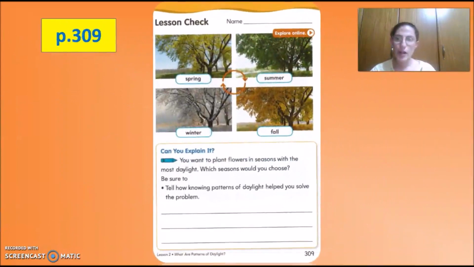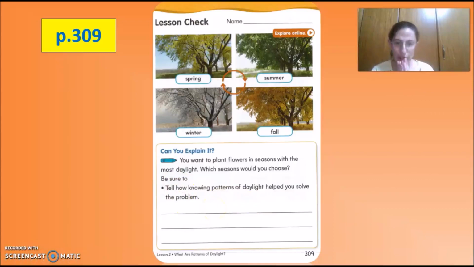We open to page 309 and you could spot the 4 seasons, spring, summer, fall, and winter. Let's check out what is the question. Can you explain it? You want to plant flowers in seasons with the most daylight. Which seasons would you choose? Be sure to tell how knowing patterns of daylight helped you solve the problem. So I'm going to reread it, then I'm going to explain.